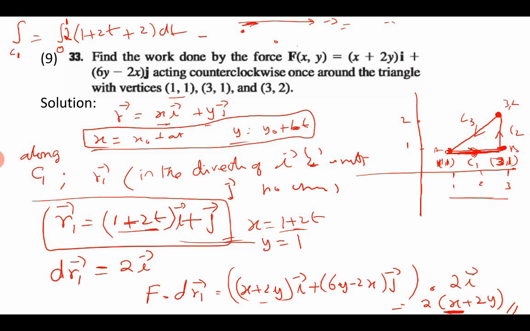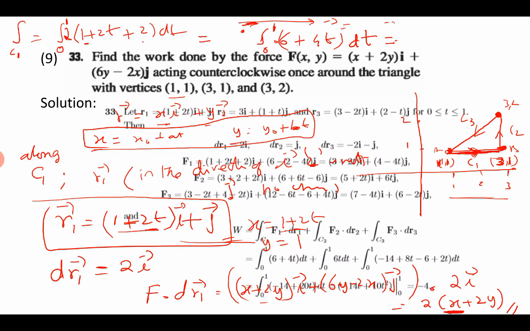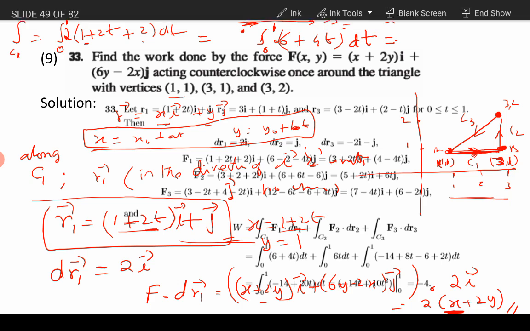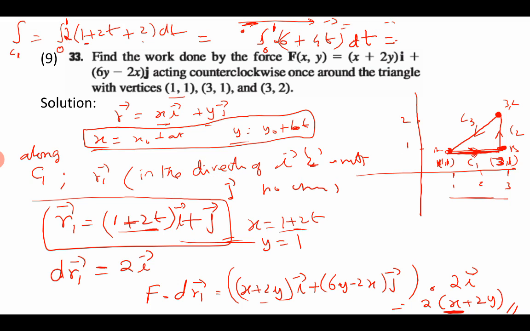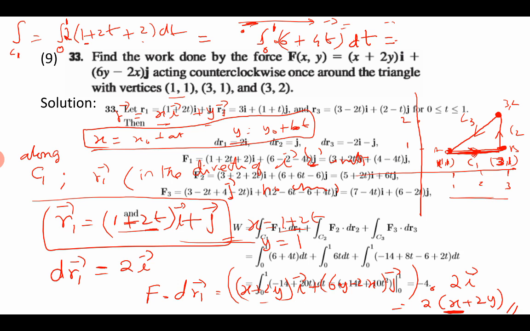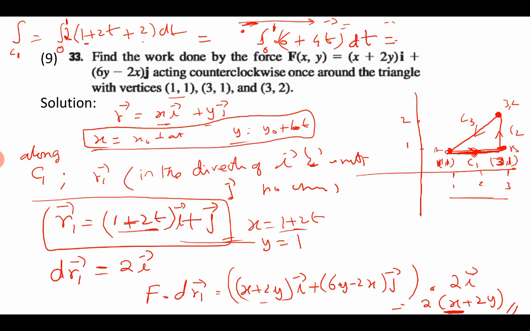Now what we get is integral 0 to 1, multiply this 2 plus 1 is 3 into 2 is 6, plus 4t dt. You will get the answer. So I will integrate in a separate sheet.